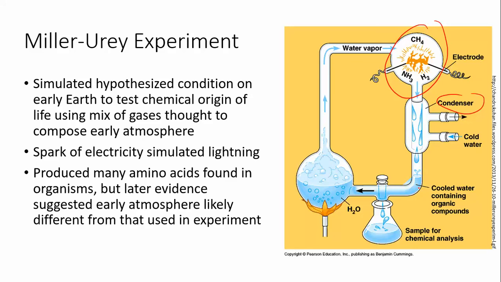The cooled water would come down here. Then it would go to a chamber where it would be boiled, or at least heated enough that it would produce vapor, just like water evaporates in the water cycle today. And that water vapor would go up to join this atmosphere mix. And this cycle, this apparatus could be left running for days and days. And then every so often, they could take a sample and they could capture that sample, analyze it to see what kinds of molecules were found there.